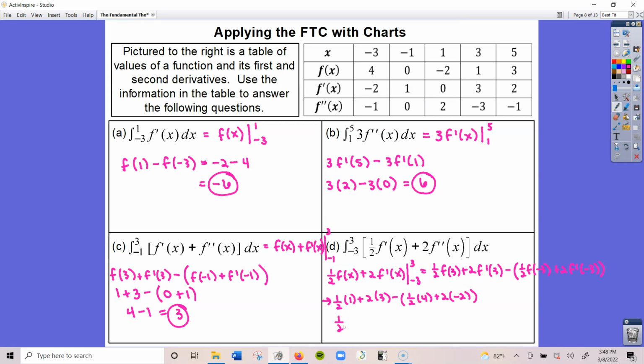1/2 times 1 is 1/2, plus 6, minus half of 4 is 2, and 2 times negative 2 is negative 4. So we got 1/2 plus 6 minus 2 minus 4 is negative 2. Because it's minus negative 2, it will be plus 2. So 1/2 plus 8, which now I want to combine. So I'm going to put 8 over 2, which makes it 1/2 plus 16 over 2, which gives me my final answer of 17 over 2.